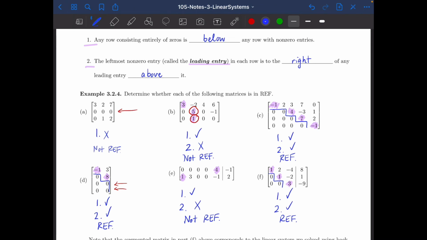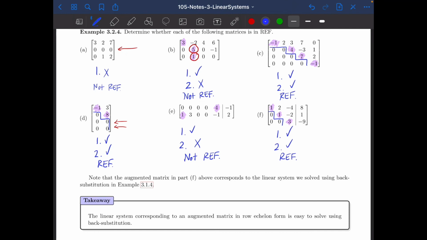Now let's look in particular at the augmented matrix that we have in part F. This is one we've seen before. Note that the augmented matrix in part F above corresponds to the linear system we solved using back substitution in example 3.1.4. And so it turns out that the linear system corresponding to an augmented matrix in row echelon form is easy to solve using back substitution.